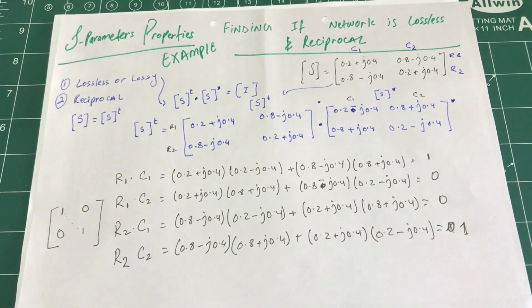I hope you like this small tutorial on S parameter properties with respect to an example. How do you actually calculate and plug in the values?